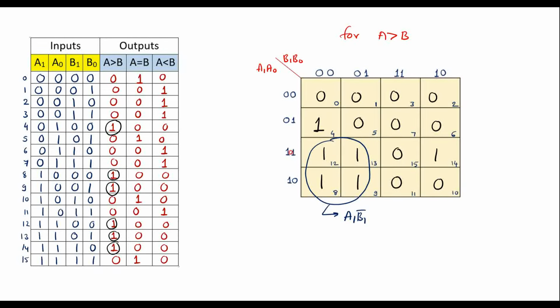This one and this one can make a pair. The value of this is, we have to concentrate on this column and this column. Here the common value is 0, which is B0 bar. And it is with respect to row A1, A0. That is B0 bar, A1, A0.